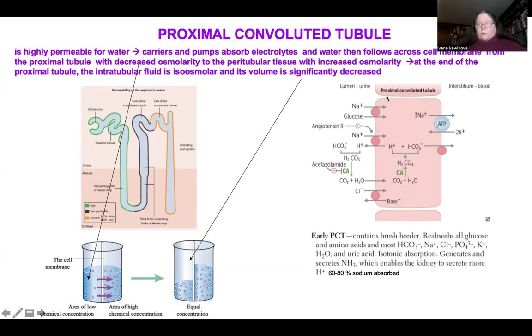And because the wall is fully permeable for water, water is going to follow and equalize the osmolarities, but at the cost that the water is resorbed, which is the beneficial effect here. So it very much reminds the situation in this compartment where there was lower osmolarity, and here higher due to the effect of these pumps and transporters.